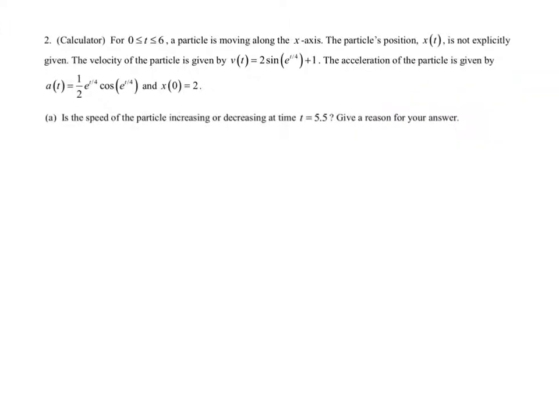Okay, on example 2, this is a calculator active question, so you should get your calculator out and prepare to use it. We're going to use it on all 4 parts of this question. So we are given that a particle is moving along the x-axis. We are not given the particle's position function, but we are given the particle's velocity function and the particle's acceleration function. And in addition to that, we are given an initial position when time is equal to 0. So we're given x of 0 is equal to 2. The first thing that you need to do on this problem is pick up your calculator and type these 2 functions into your y equals screen so that you can use them throughout this problem.